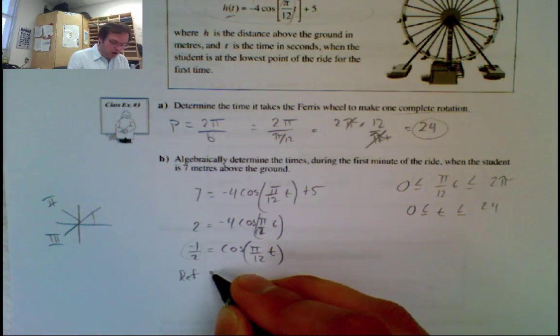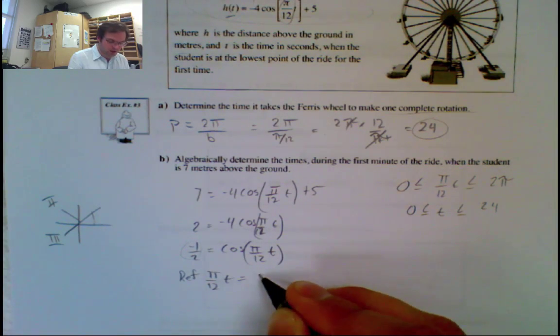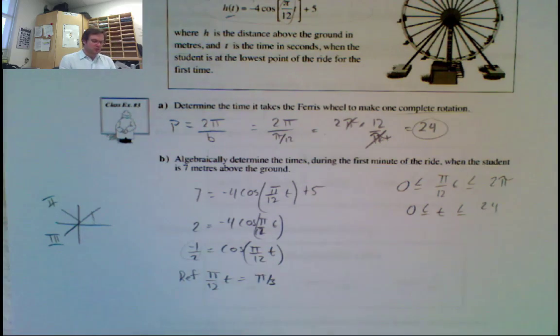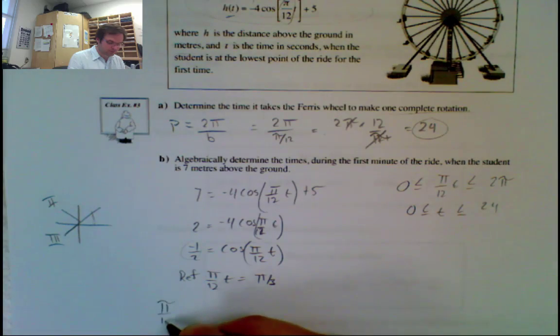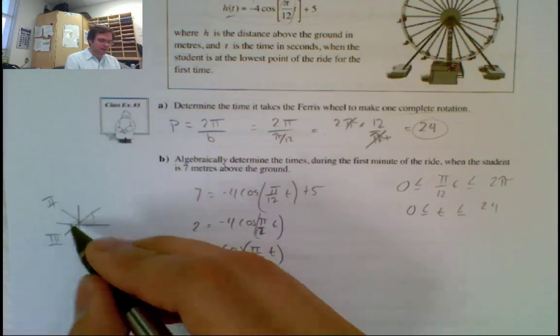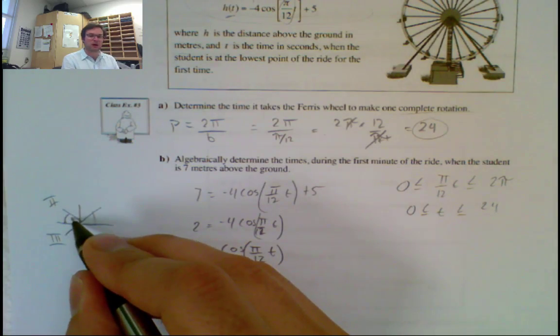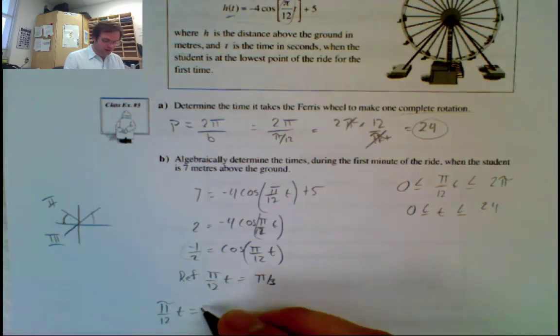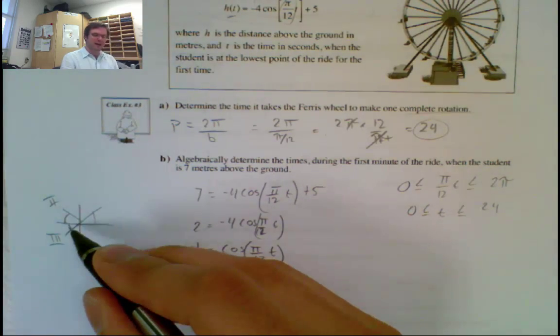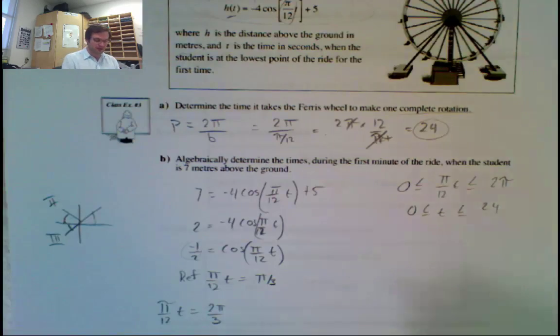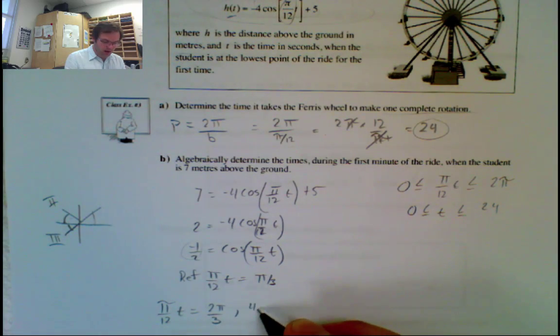So my reference angle is pi over 3. Now if I look at this, we're going to go here, where we subtract pi over 3 from pi. That's pi minus pi over 3, which is 2 pi over 3. And to get this angle here, we add pi over 3 to pi, and that's going to be 4 pi over 3.